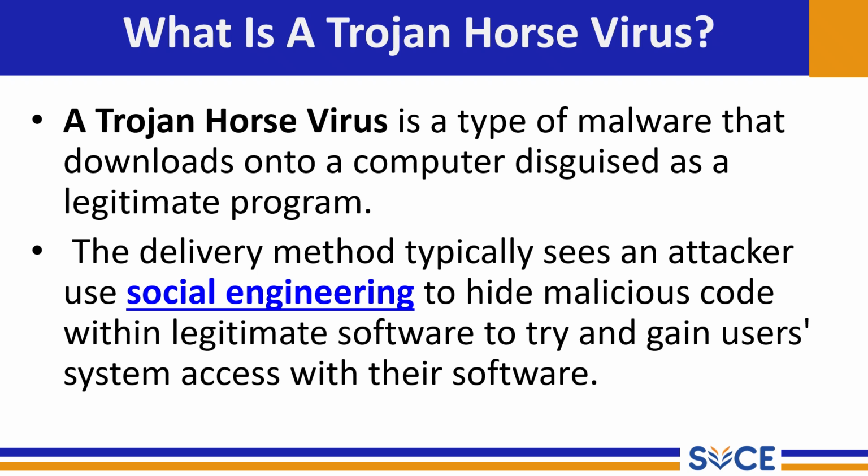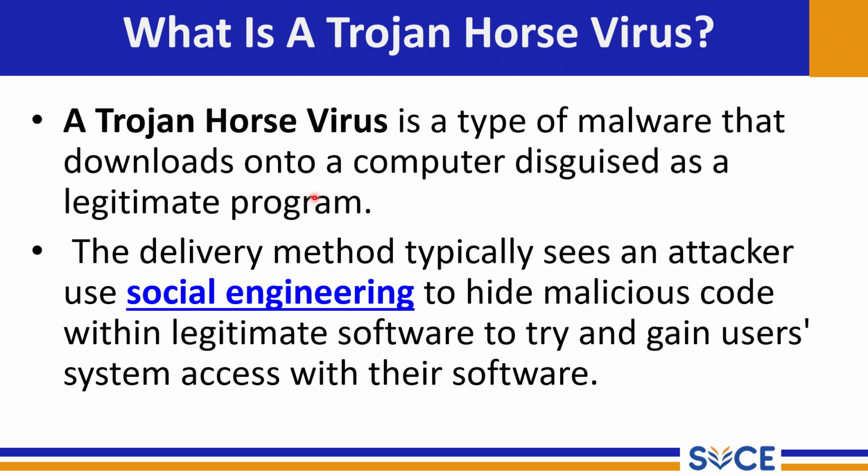So, what is a Trojan horse virus? It is a type of malware that downloads onto a computer disguised as a legitimate program. The delivery method typically sees an attacker using social engineering to hide the malicious code within legitimate software to try and gain user system access. In a simple way to answer the question, a Trojan is malware that typically gets hidden as an attachment in an email or a free to download file, then transfers onto the user's device.